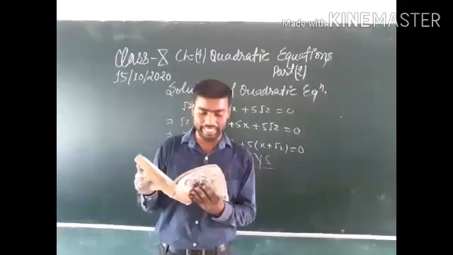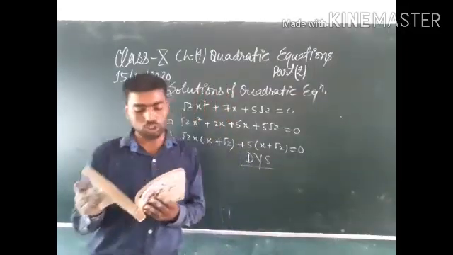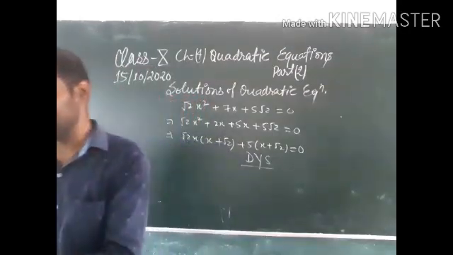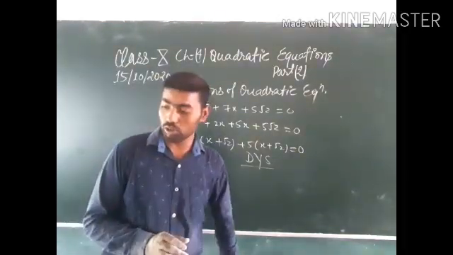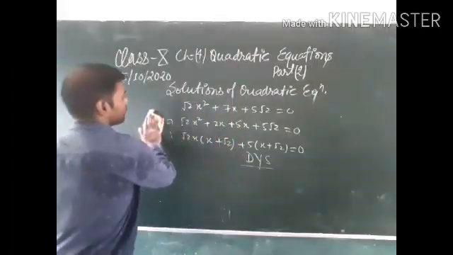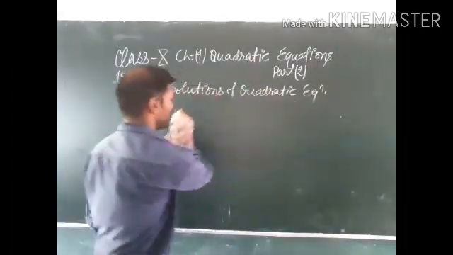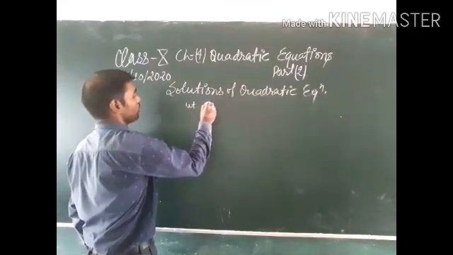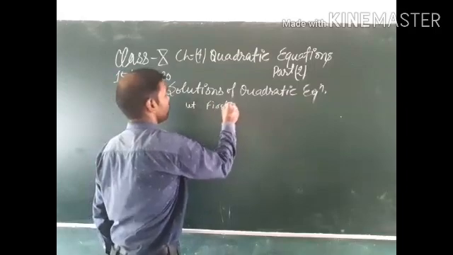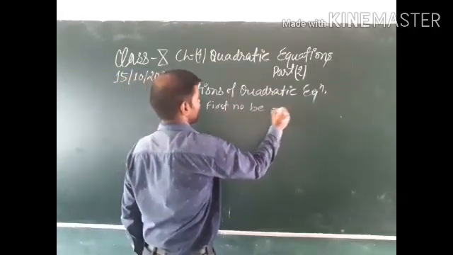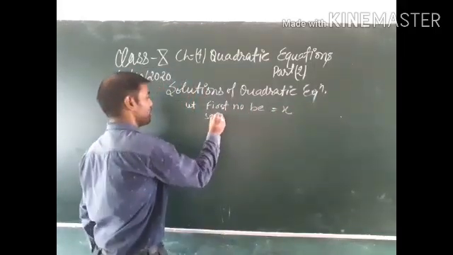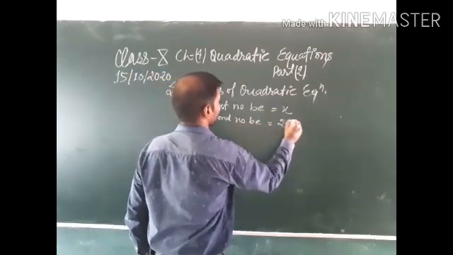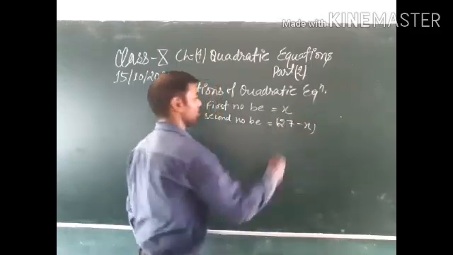Now the next question: find two numbers whose sum is 27 and product is 182. Let the first number be x. Then the second number is 27 minus x.